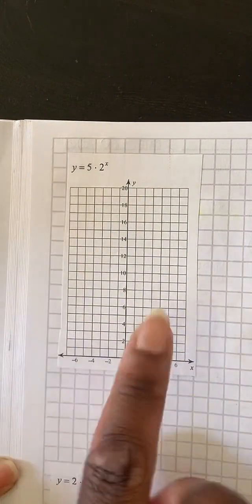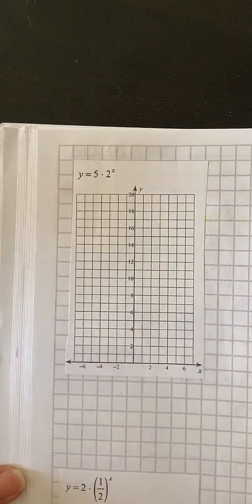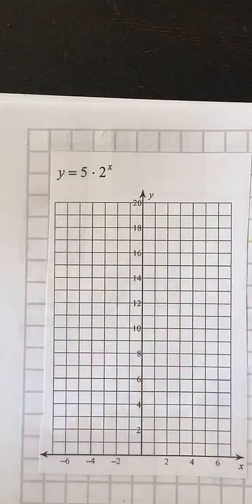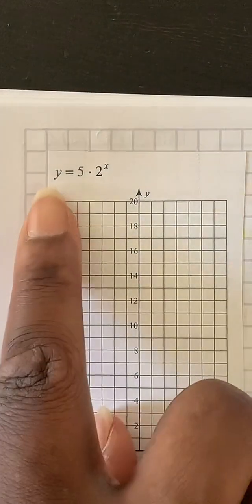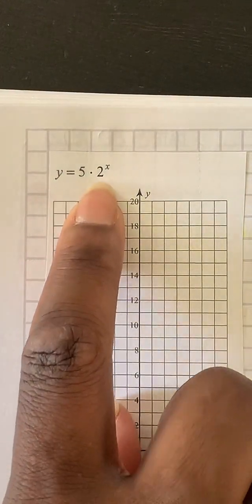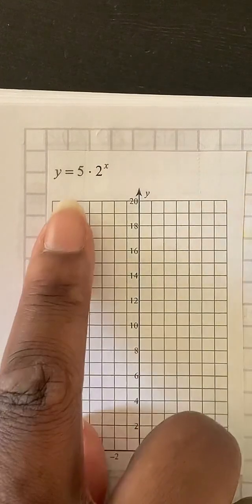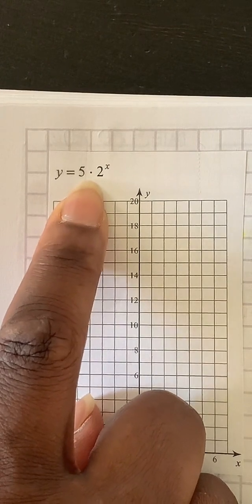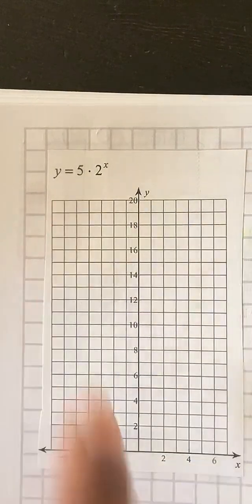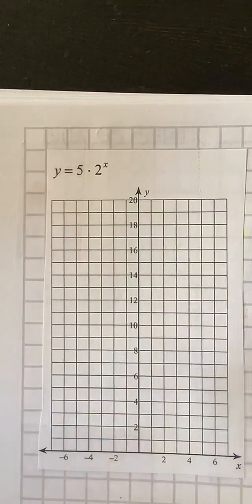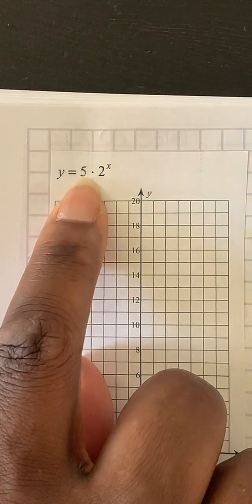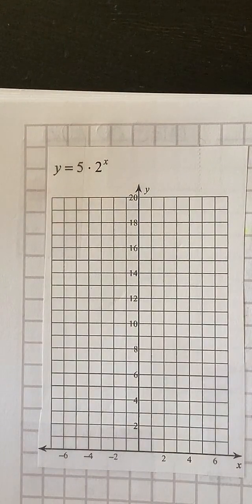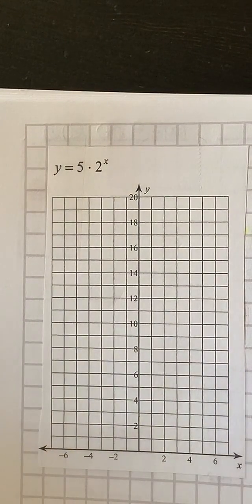All right, so now let's get with this one. Let's see if I can zoom in a little bit more. All right, so we have y equals 5 times 2 raised to the x. Remember I said sometimes they'll put it in parentheses, sometimes they'll put a multiplication dot, sometimes they'll just put it together. All right, so we have 5 times 2 raised to the x. So what is my y-intercept?